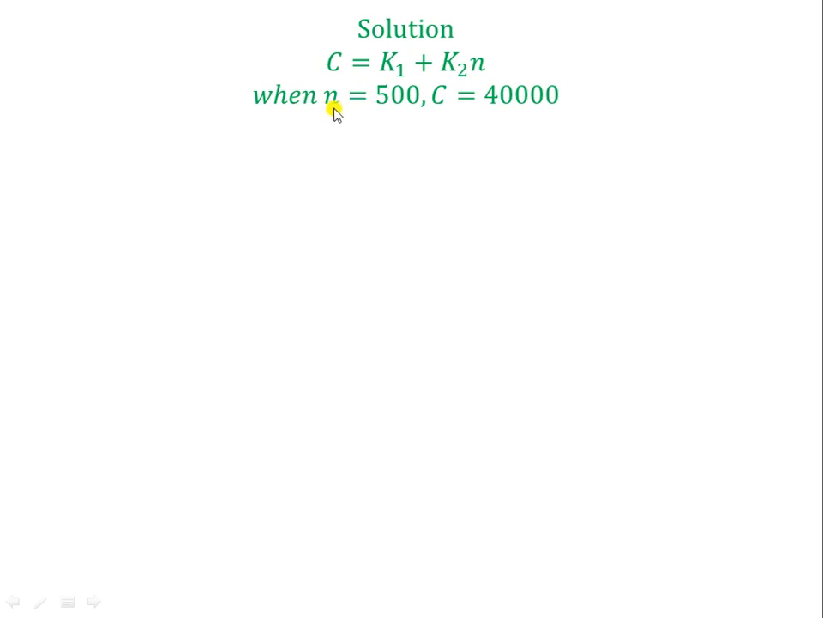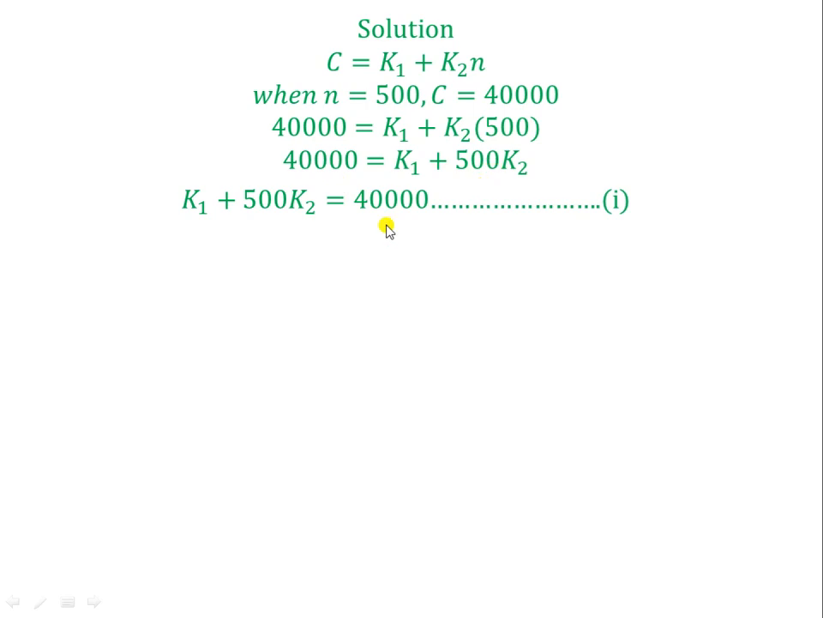Remember, they told us that when n is equals to 500, C is equals to 40,000. N represents the number of students and C represents the cost of running the school in 1 day. So we simply substitute for n as 500 and C as 40,000. When you do so, we shall have 40,000 for C is equals to K1 plus K2 multiplied by 500. And that gives us our first equation, which will be K1 plus 500 K2 is equals to 40,000.